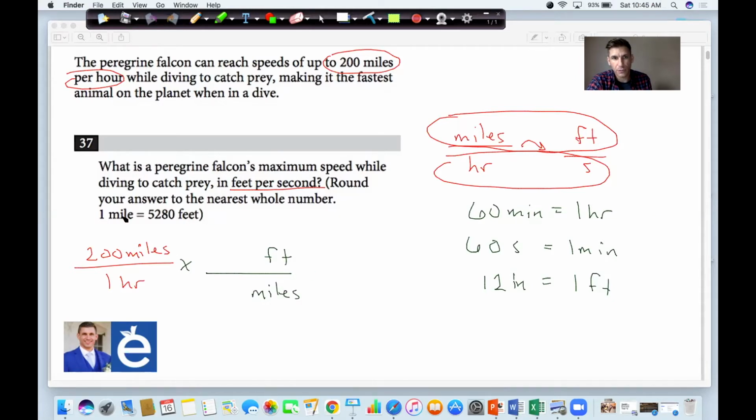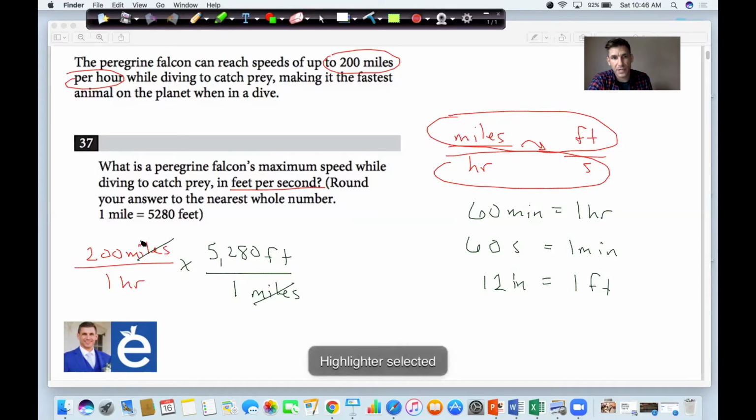Well, my unit conversion is this: 1 mile equals 5,280 feet. If this was reversed, like 200 feet, then I would put feet down here at the bottom and the miles on the top. That depends on the way that I'm going to be multiplying it. Because look, if I do miles times 1 over miles, then these cancel.